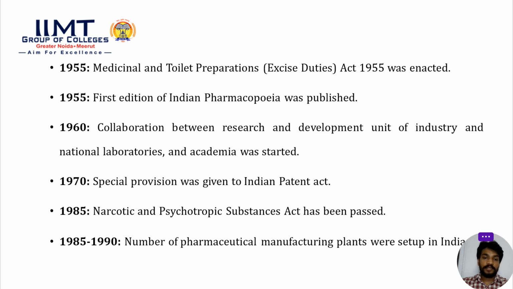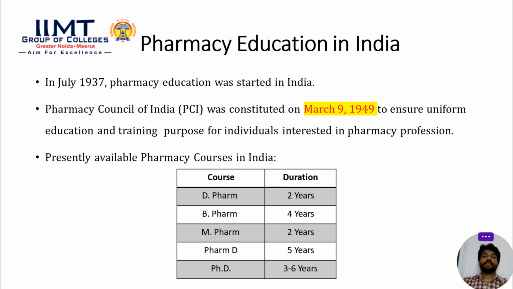Talking about the year 1985, the Narcotic and Psychotropic Substances Act was passed, and from 1985 to 1990, a large number of pharmaceutical manufacturing plants were set up in India. This is all about the eras of pharmacy that we discussed.